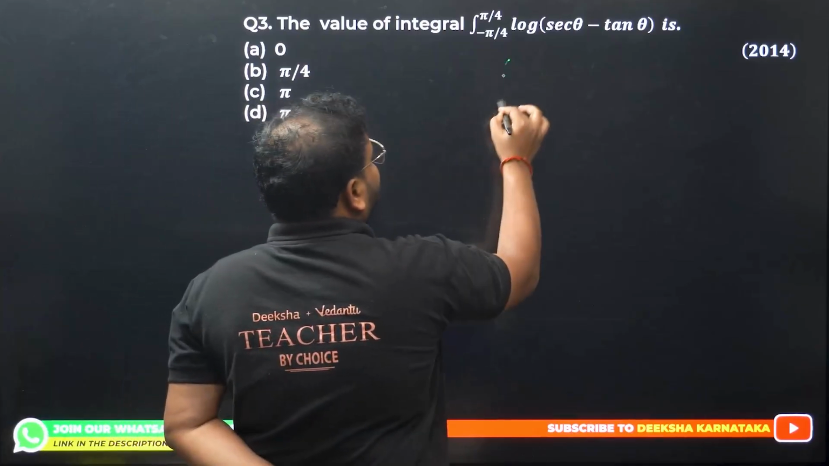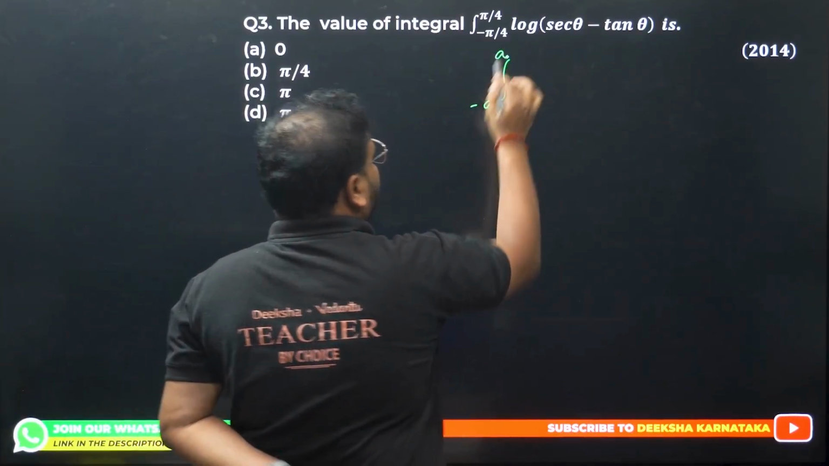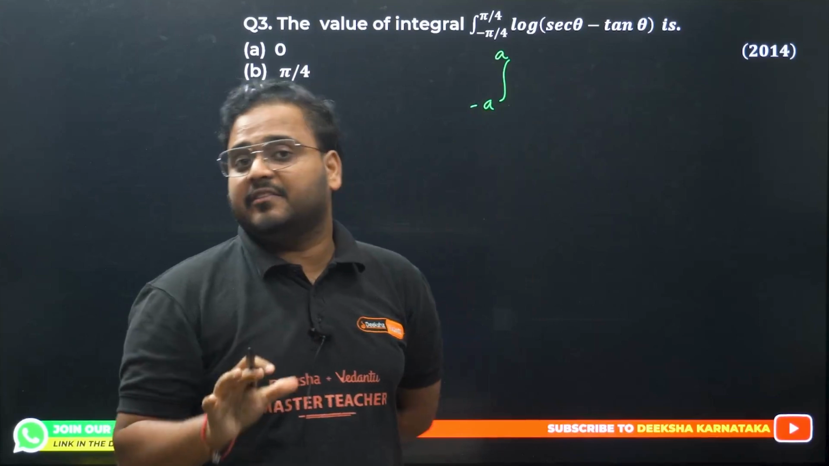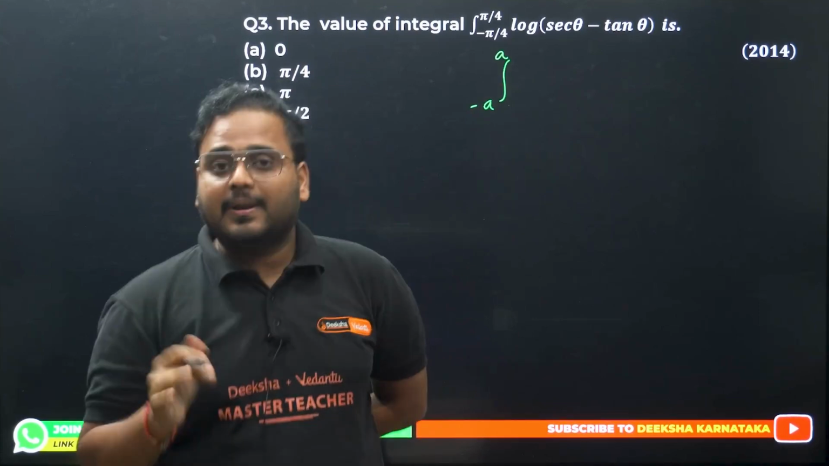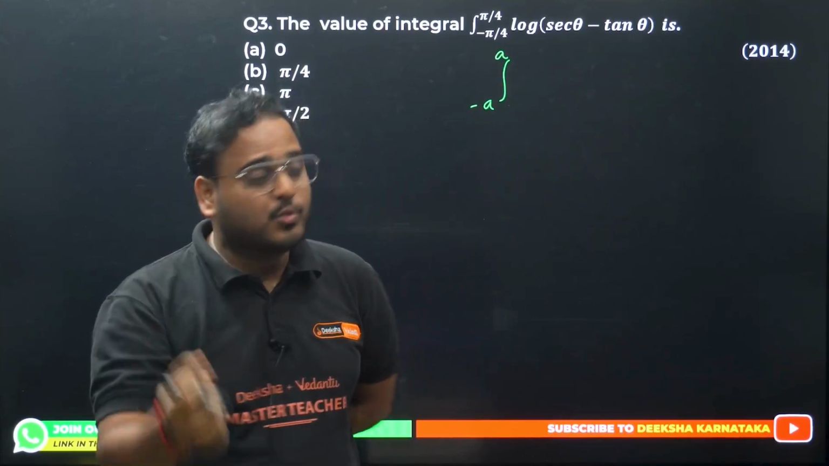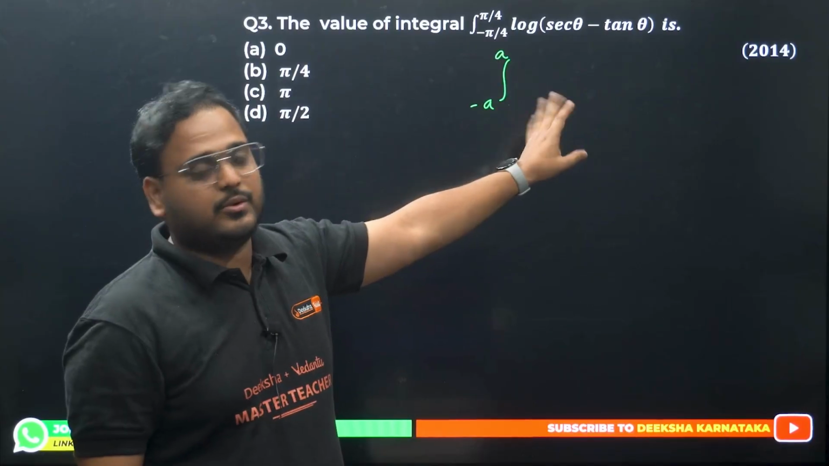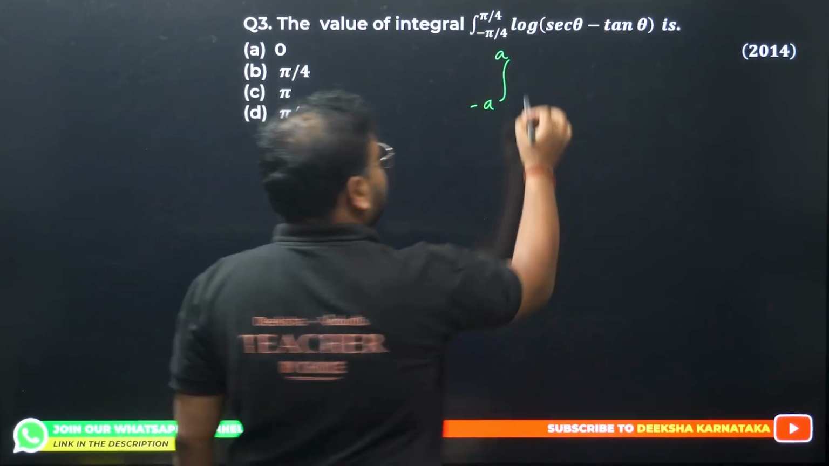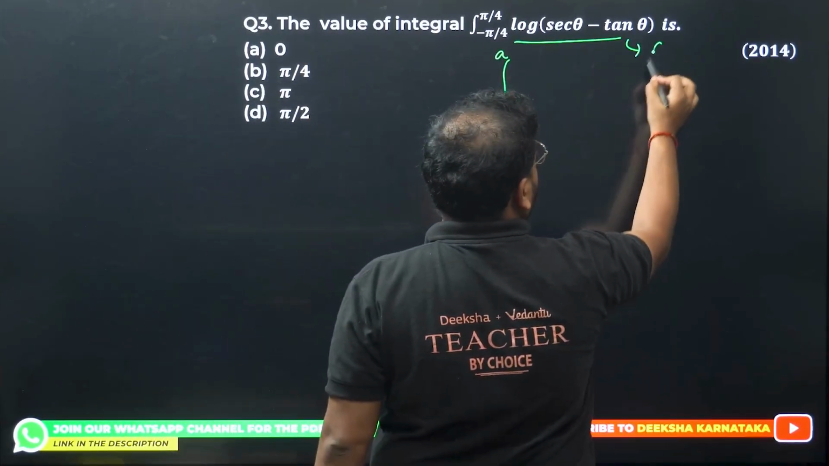Whenever you have this formula, integral from minus a to a, try to look for odd or even first. It might not be applicable, but try to look for that first, because if that is true, the answer will be 0 or something else. Okay, we'll try that first. This is my function f(x).